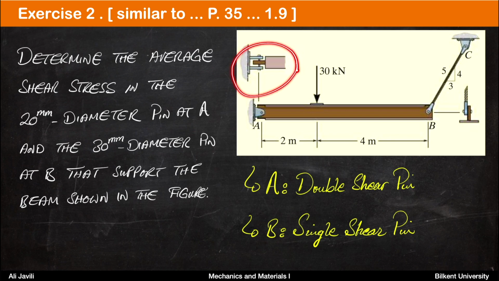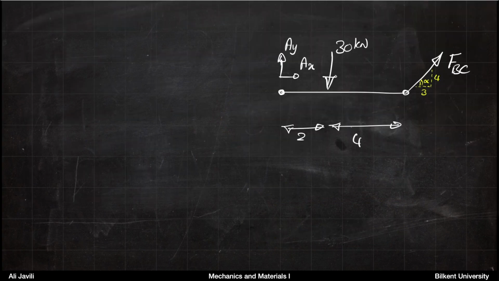Looking at the picture, you can see that the pin at A is a double shear pin, and the pin at B is a single shear pin. So this is also important when you want to do the analysis. So as usual, we start with the free body diagram.